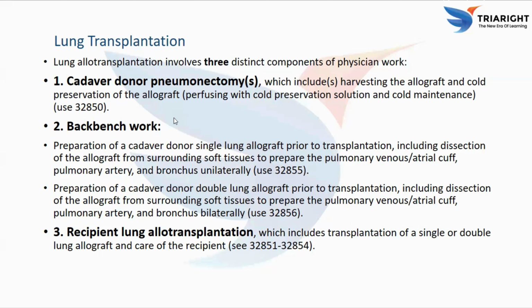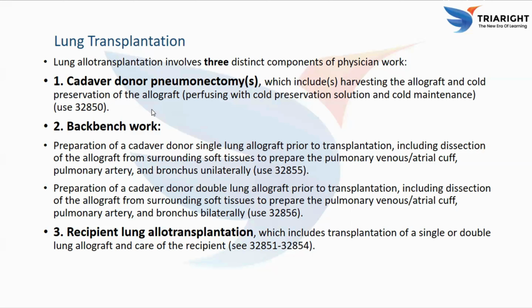And this is very important because it is reported by the harvesting surgical team. It is not billed by the recipient surgeon unless they perform the harvest. And the second component is backbench work, organ preparation. So this happens after the lung is removed but before it is transplanted. So you have to think of this like an organ preparation on the table.